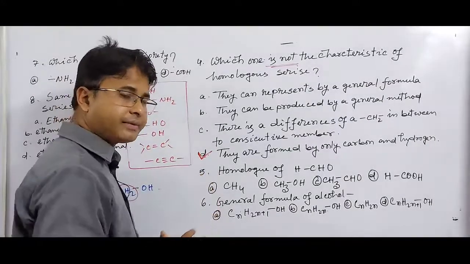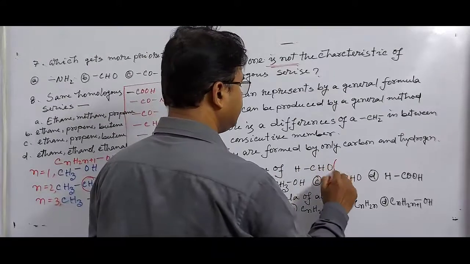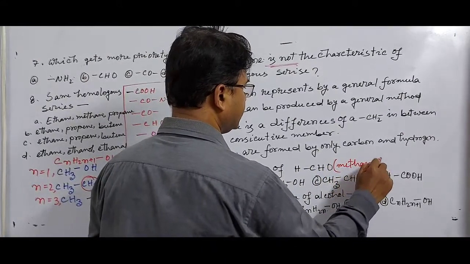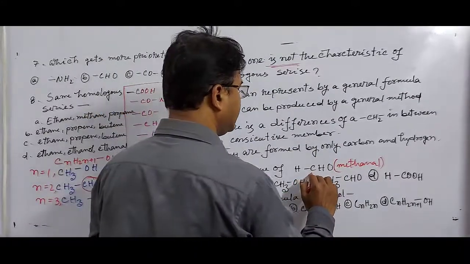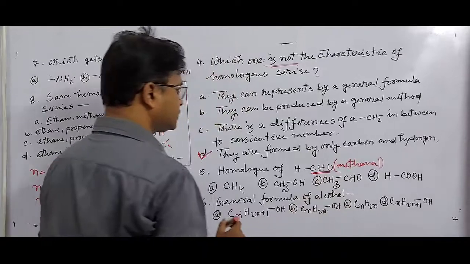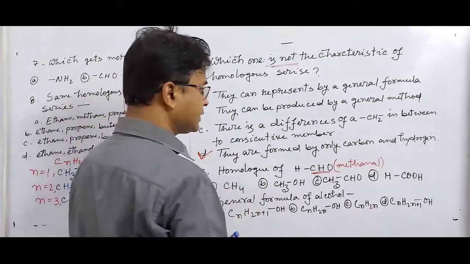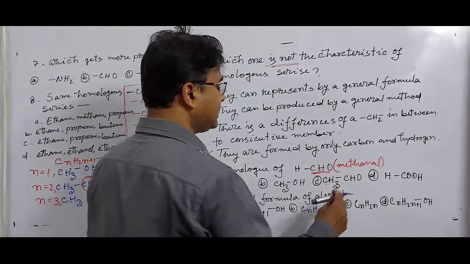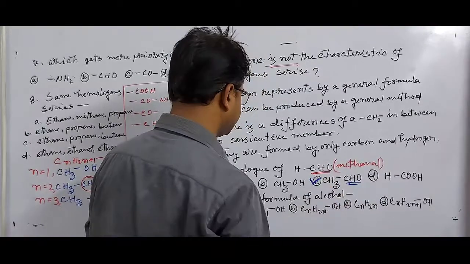Question number 5. Homologue of methanol. You know that the name of this compound is methanol. Methanol contains an aldehyde group. So if you observe all those options, you will see that only option C contains an aldehyde group. So option C will be the correct answer.